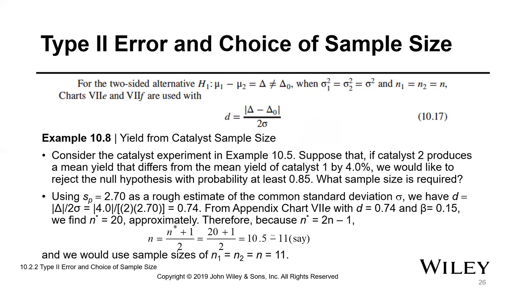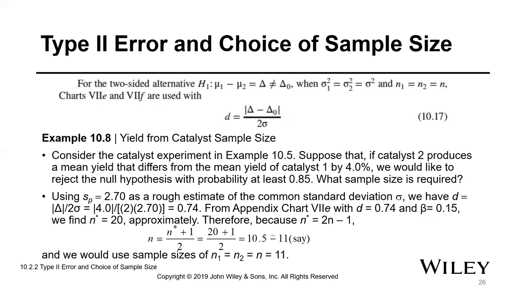So, anywho, for our D, we could do essentially delta over 2 sigma, so our standard deviation times 2, over our delta. So going back to the catalyst example, if catalyst 2 produces a mean yield that differs from the mean yield of catalyst 1 by 4%, we would like to reject the null hypothesis with probability of at least 0.85. So what sample size do we need?